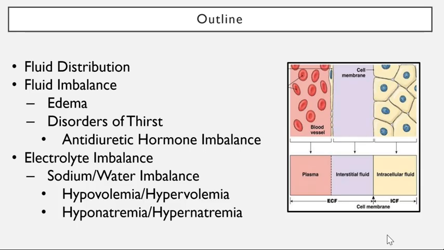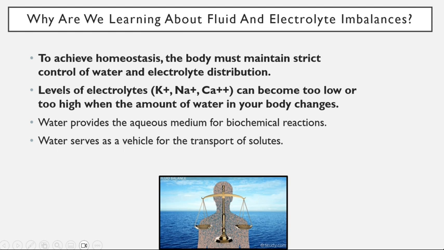So what we're going to be doing is looking at fluid distribution, fluid imbalances, looking at edema, disorders of your thirst with your antidiuretic hormone, it's your ADH. That's what ADH stands for. And then we're going to look at electrolyte imbalances with hypovolemia, hypervolemia, and hyponatremia and hypernatremia. So it's a pretty quick one. Barring any sidebars from the class, we should get out of here pretty quickly.